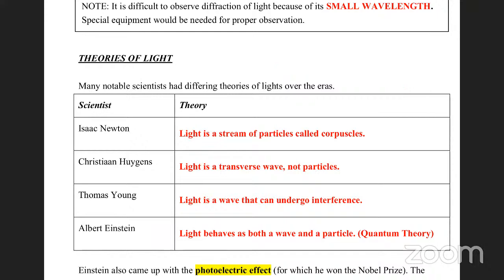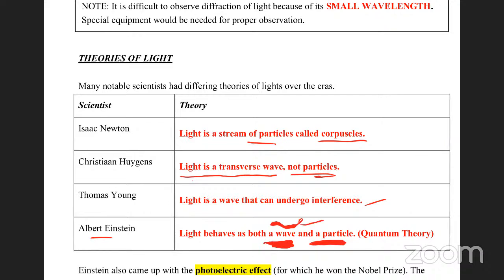But we need to know about these four scientists and what were their views on light. Sir Isaac Newton said that light is a stream of particles called corpuscles. Huygens said light is a transverse wave, not particles. Thomas Young said light is a wave that can undergo interference. And Einstein said light behaves as both a wave and a particle.